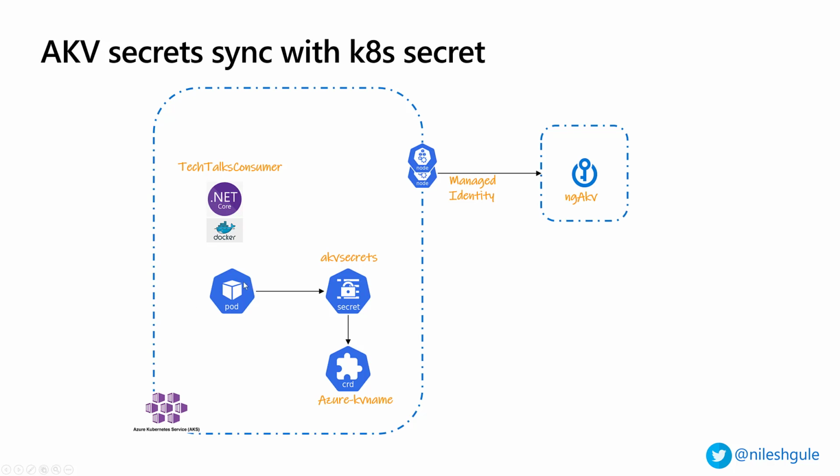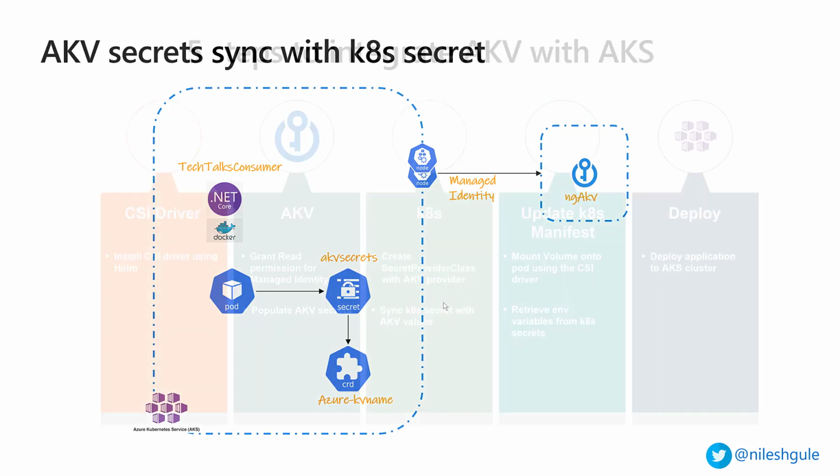The pod of that, which is getting created as part of the deployment, uses a secret which is named AKV secrets, and that secret is mounted using Azure KV name, which is populated using the AKV or Azure Provider, which is the custom resource definition we deployed using Helm. And this is populated using the managed identity by connecting to the Key Vault. So that is how it works end to end.